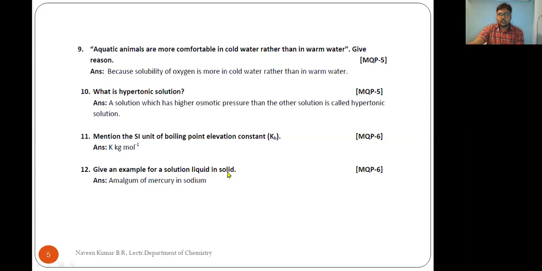Now it is a solid solution, but liquid is the solute. You can consider amalgam. Liquid mercury present in any solid metal as a homogeneous mixture is an example of a solid solution, where the solute is liquid. So any amalgam of mercury and sodium, as mentioned here. You can think of an amalgam of mercury with any other solid metal also. Next question.